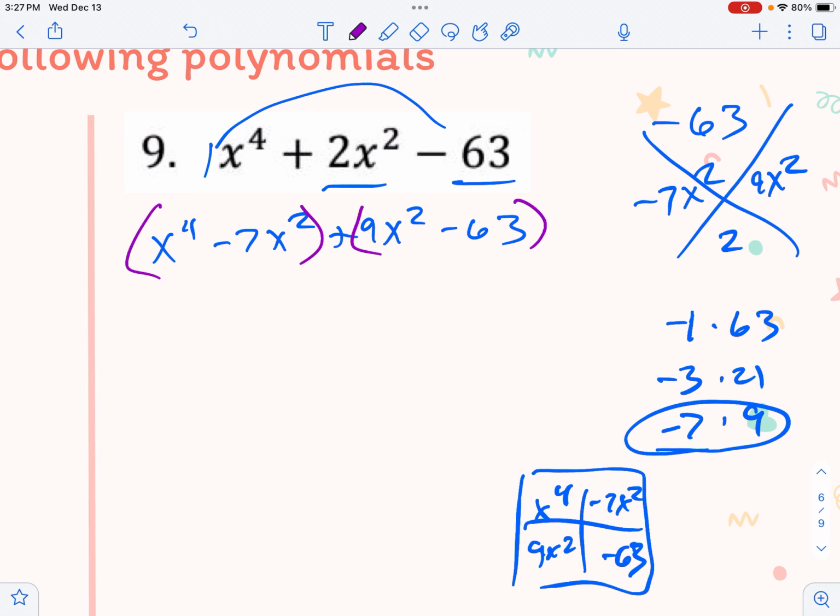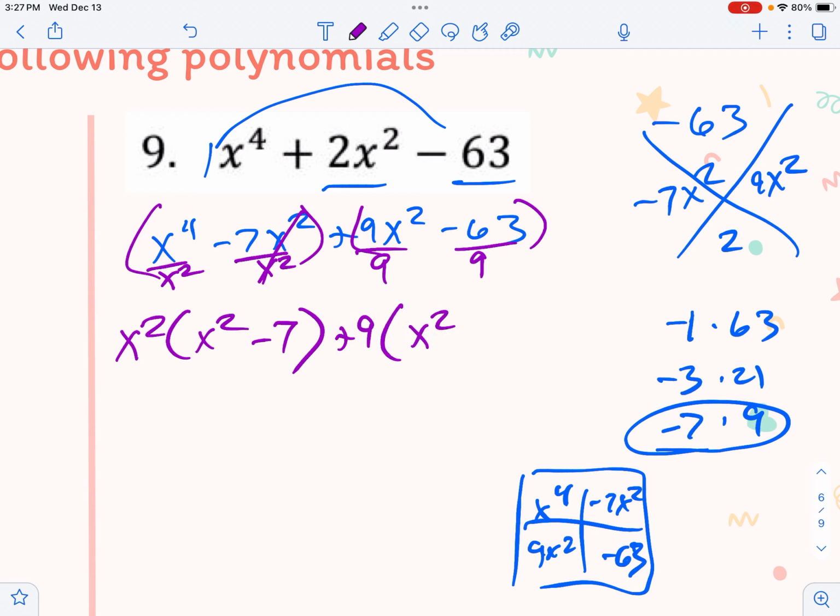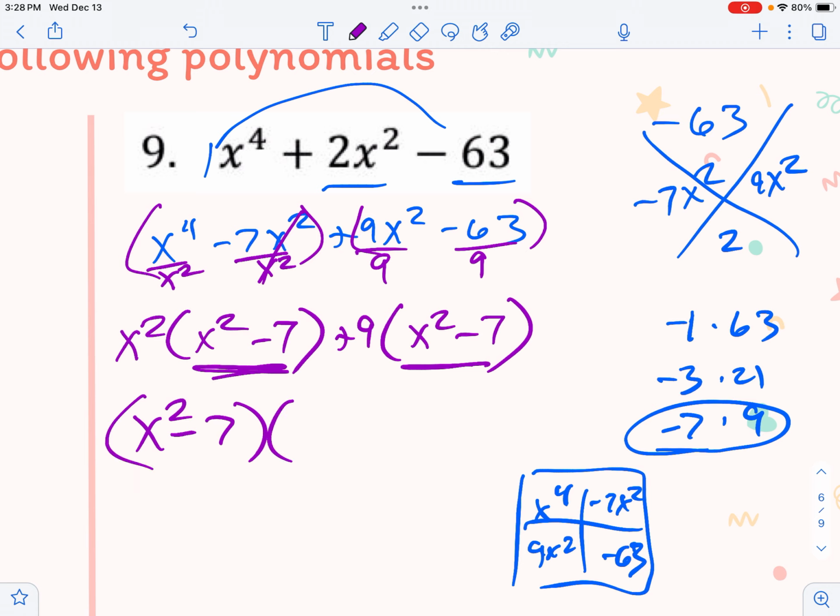Okay. I can take out an x squared out of the first two. Well, x to the fourth divided by x squared is just x squared. Here they cancel out and I get minus 7. Okay. These two, it looks like I can take a 9 out of both of them. Plus 9, x squared minus 7. Okay, so the one they have in common, that's one factor, x squared minus 7. And I can take out an x squared and I can take out a 9, so that's x squared plus 9.